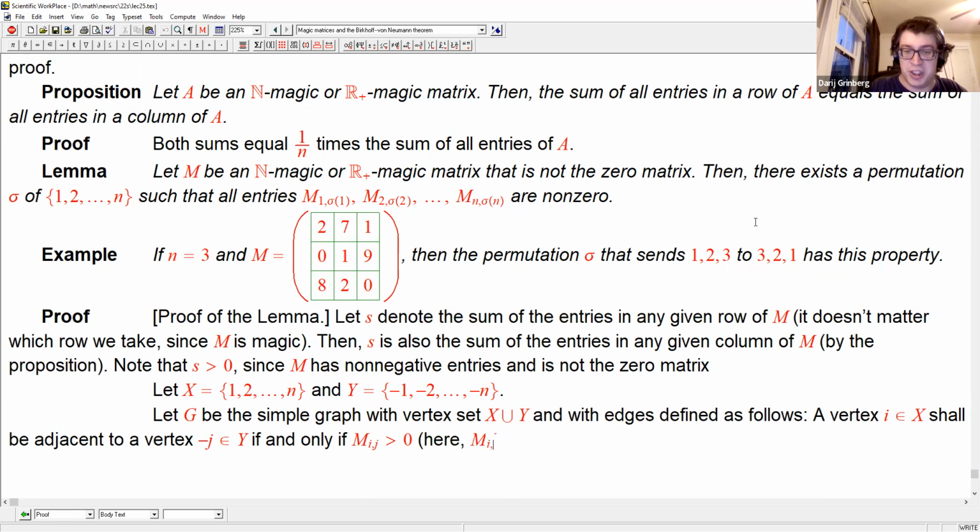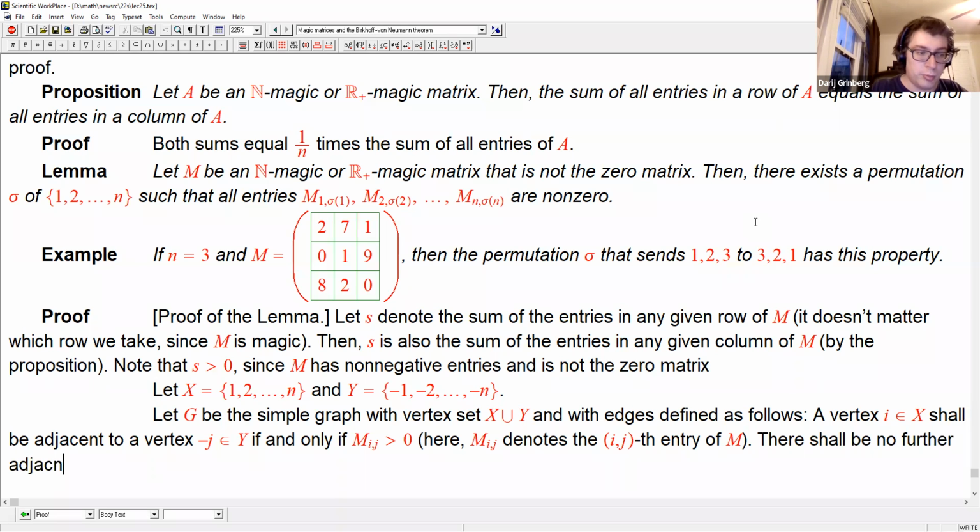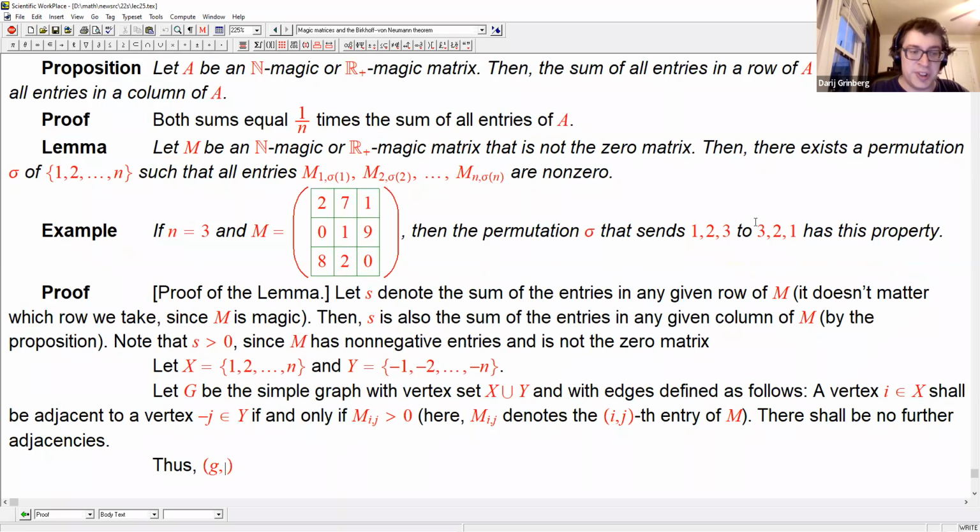So here Mij denotes the ij entry of the matrix M, so row i, column j. Okay, there shall be no further adjacencies. So as usual, G is a bipartite graph. And now, for example, for this matrix that we have here, I can draw it.